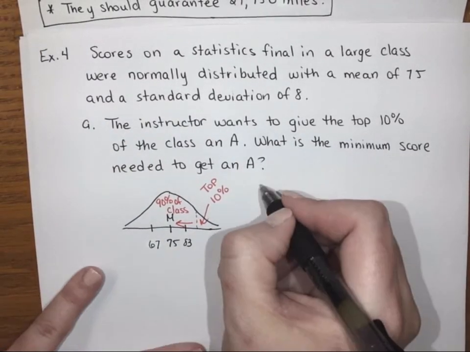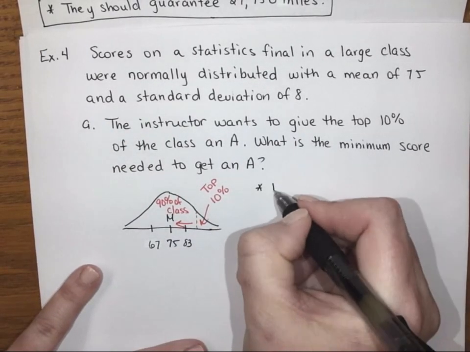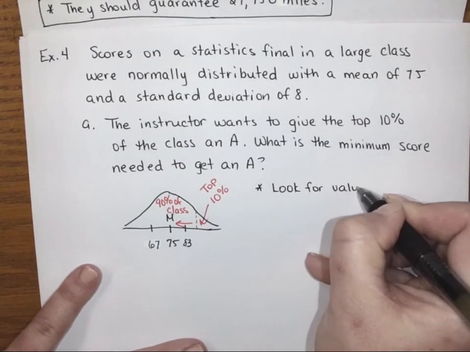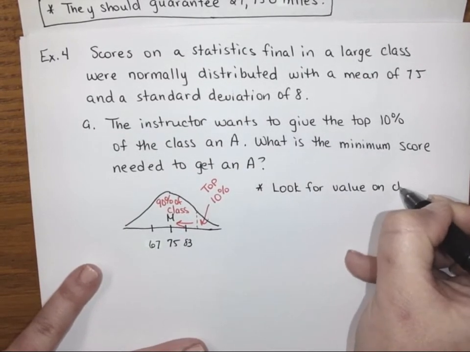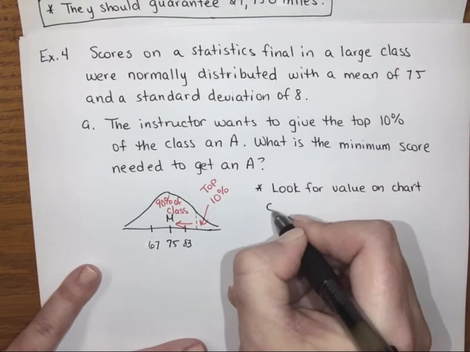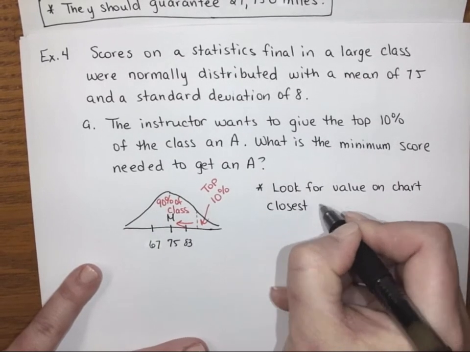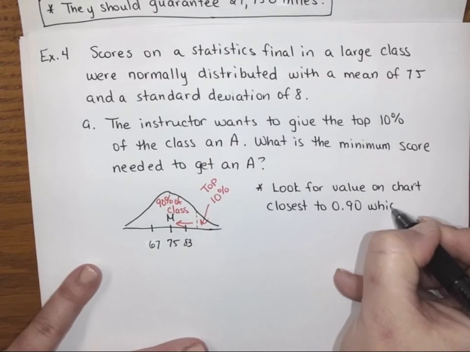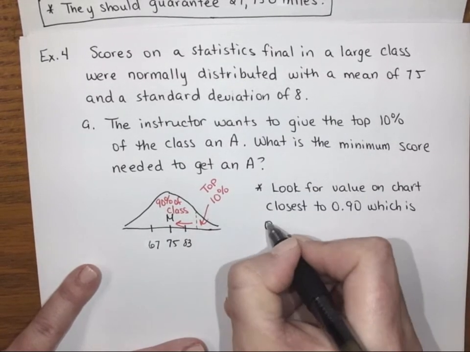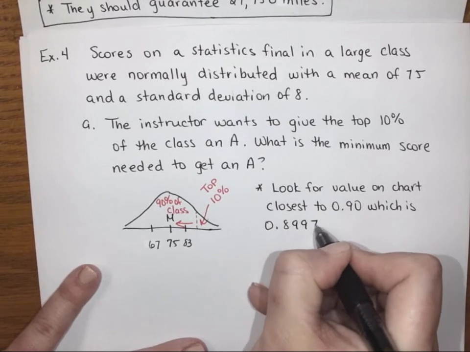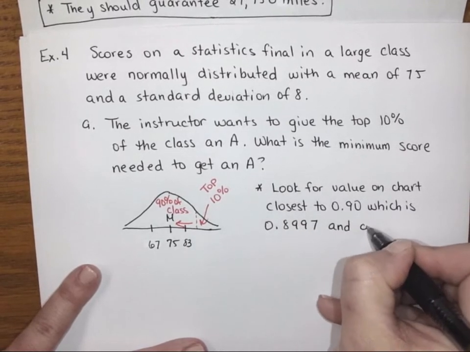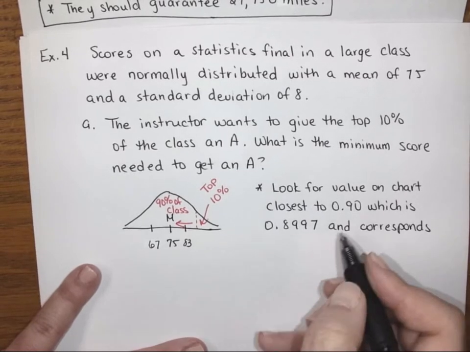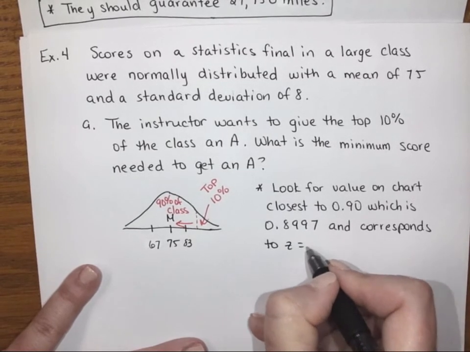Okay, so we don't look for 0.10, we're actually going to look for 0.9. So you're going to look for the value on the chart closest to 0.9, which in this case is 0.8997. And that corresponds to z equals 1.28.